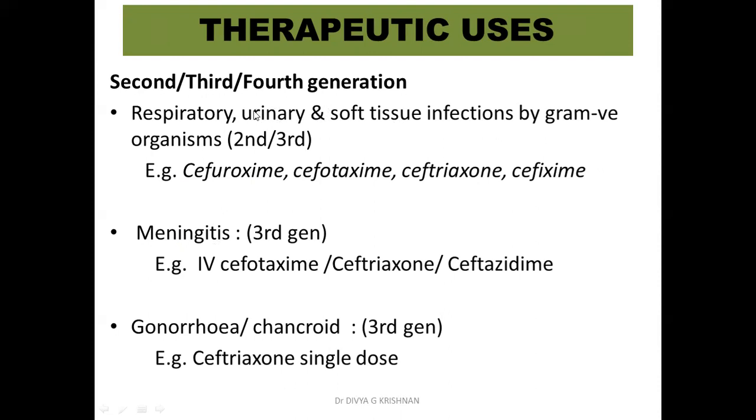Okay, so a lot of respiratory infections, urinary infections, UTI, all this can be caused by gram-negative organisms. Against this, the second generation and third generation cephalosporins are active. So you can use cefuroxime, cefotaxime, ceftriaxone, cefixime. All this can be used for treating that.